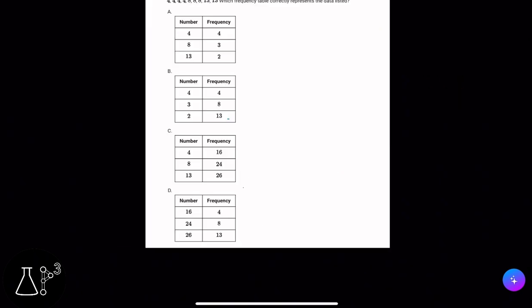Okay, let's do another question. I have 4 4s, 3 8s, and 2 13s, and we're looking for which of the following tables shows the frequency representing the data listed. So let me write the information given. I have 4 4s. I have 3 8s, and then I have 2 13s, right?